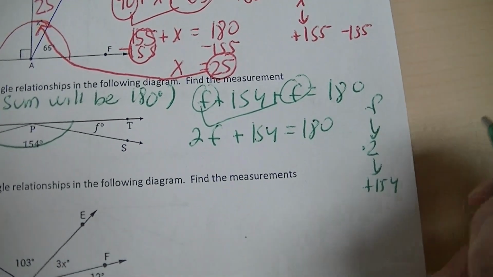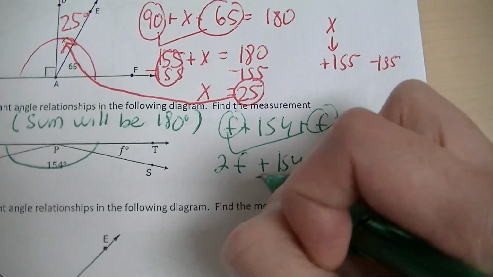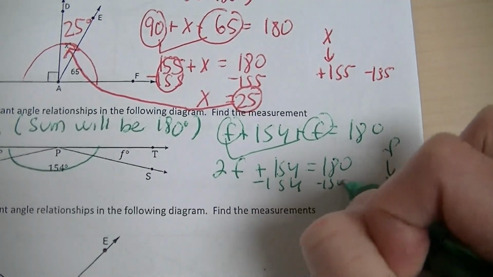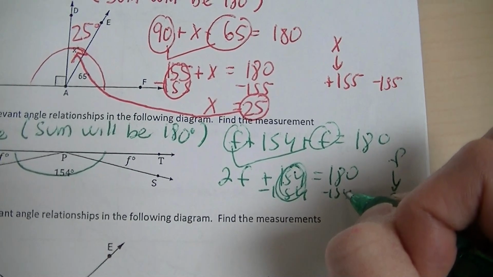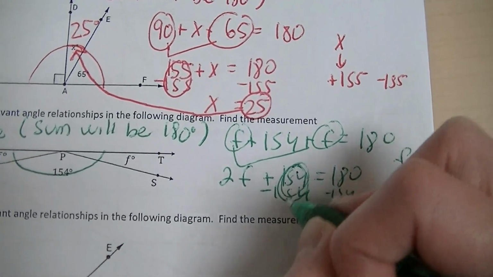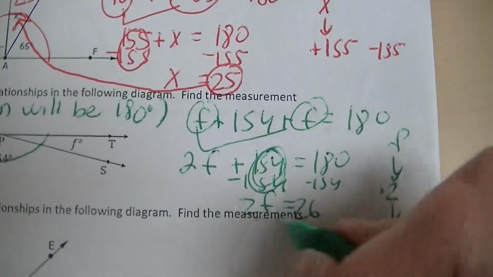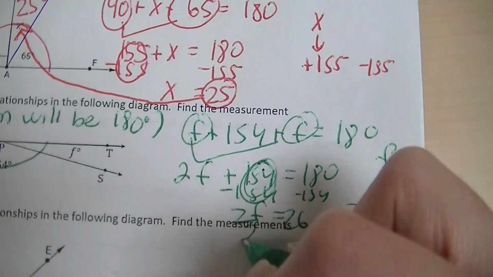The inverse operation of adding 154 is to subtract 154. Do that to both sides of the equal sign. 154 subtract 154 is 0. 180 minus 154 is 26. Bring down your equal sign, bring down your 2F. Now that you've simplified it, go back up. The inverse operation of multiplying by 2 is to divide by 2. Divide both sides by 2.